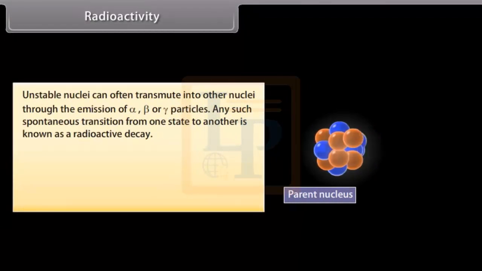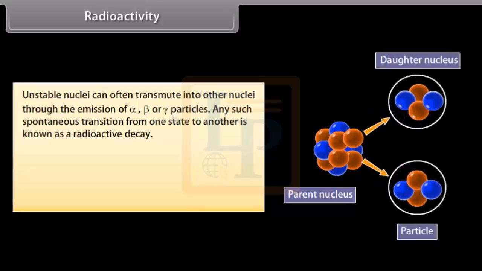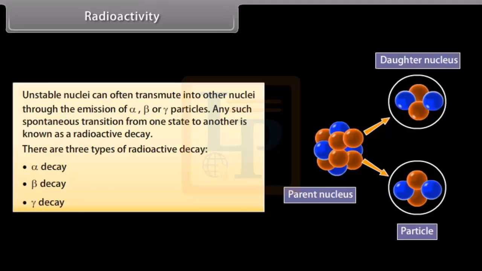Radioactivity. Unstable nuclei can often transmute into other nuclei through the emission of alpha, beta or gamma particles. Any such spontaneous transition from one state to another is known as a radioactive decay. There are three types of radioactive decay: alpha decay, beta decay and gamma decay.